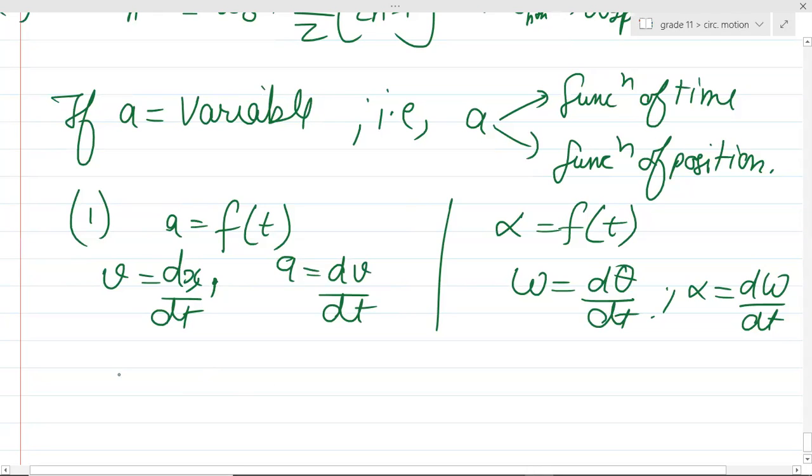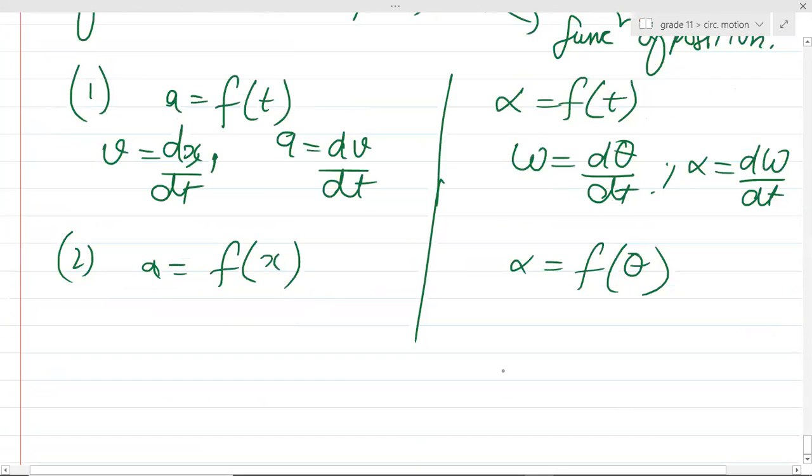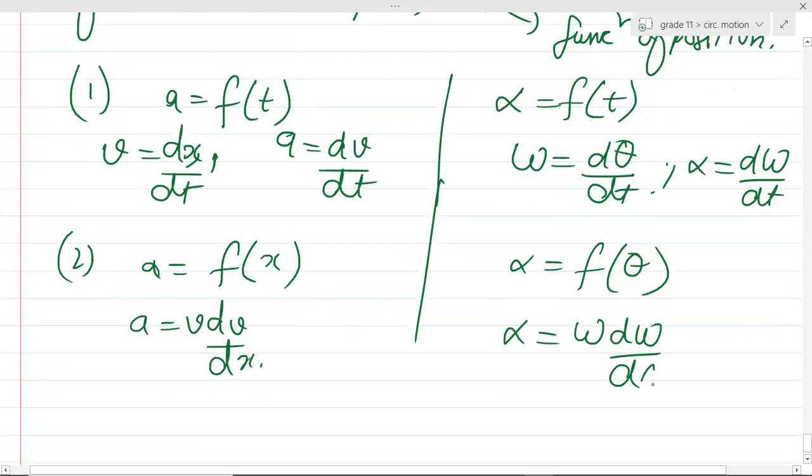Okay. If acceleration is given as a function of position, if alpha is given as a function of theta, then acceleration is v dv by dx. Similarly, alpha will be equal to omega d omega by d theta. So the similar type of formulas are there, guys. I'm not going to explain it in much more detail. We'll do the questions about this particular thing.